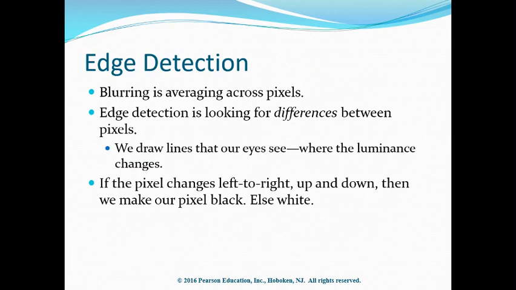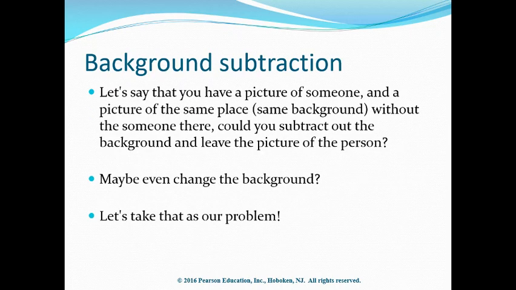So edge detection. Blurring is averaging across pixels. Edge detection is looking for differences between pixels. We can draw lines that our eyes see where the luminance changes. If the pixel changes left to right, up and down, we make our pixel black, otherwise we make it white.